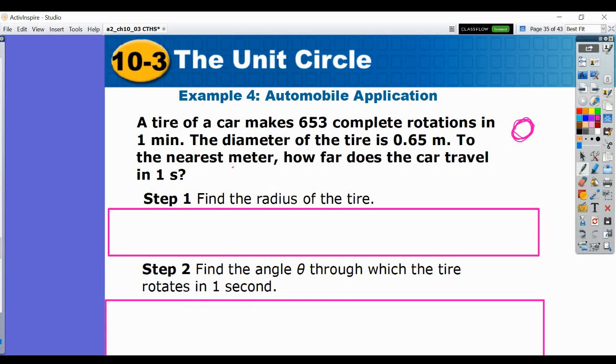We have to be a little bit careful of units. We've got minutes and seconds, so we're going to have to be careful there. The diameter is in meters, and I want the answer in meters. So the good thing is I don't have to change that one.